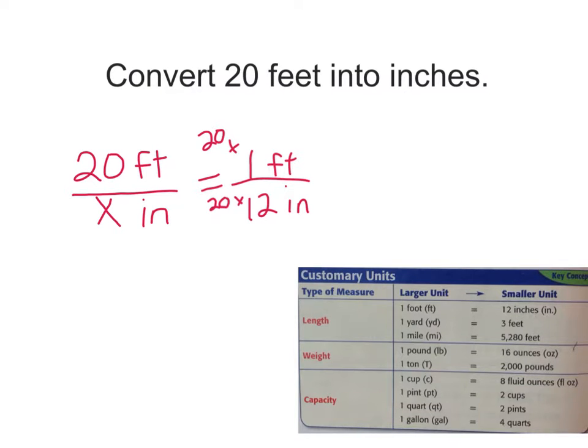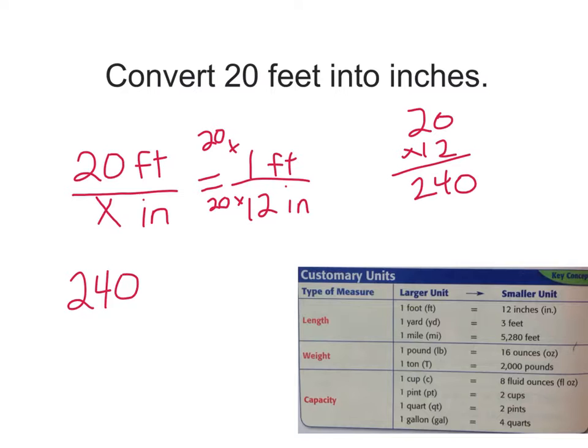Now 20 times 1 equals 20. So over here I'm going to take on my calculator, remember you can use a calculator this unit, 20 times 12. And when I do that on my calculator I get 240. So the last thing I do is I make sure I include my label, so I know that's going to be inches. I could put those two little lines for inches or write out the word inches. So in this case 20 feet equals 240 inches.